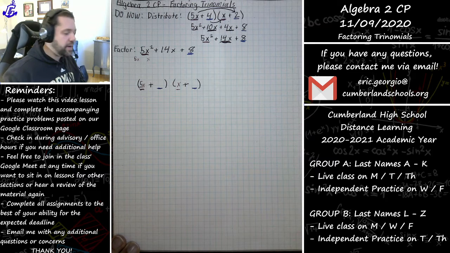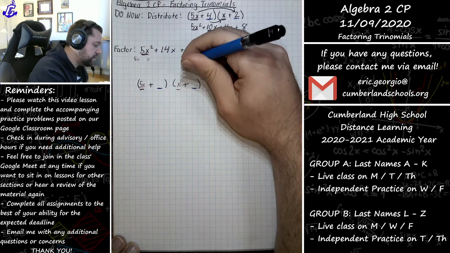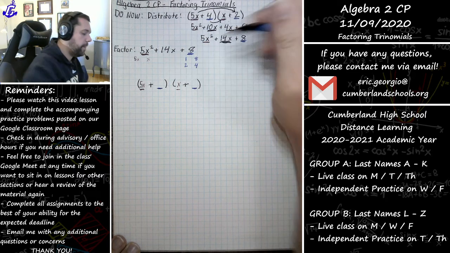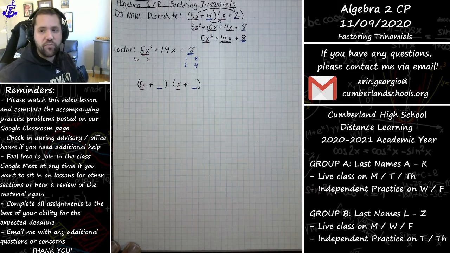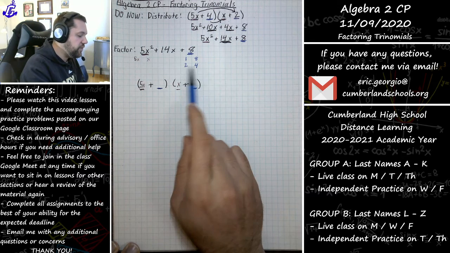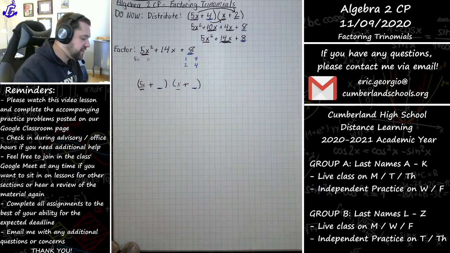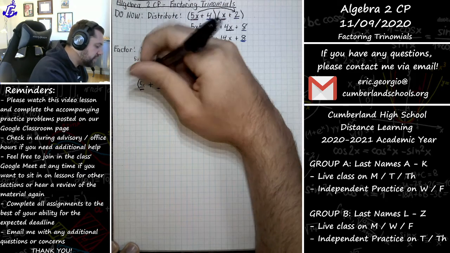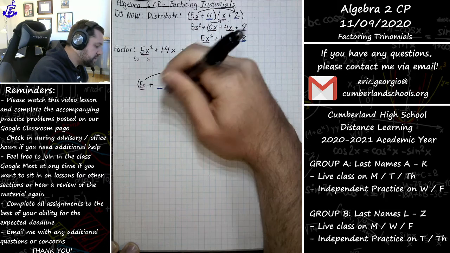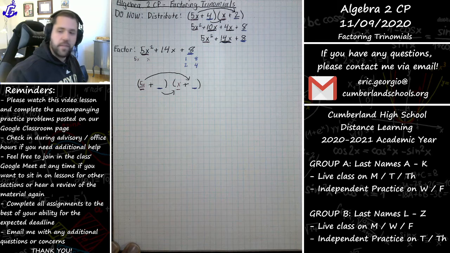And then lastly, think about your possibilities for 8. Well, we could do 1 times 8, or we could do 2 times 4. So how can I arrange these numbers in such a way, either the 1 and 8 or the 2 and 4, such that I will get this 14x when I multiply these outer terms and inner terms together? How can I do that?